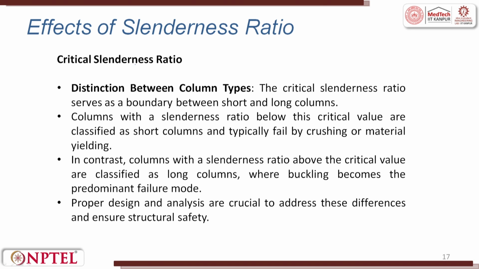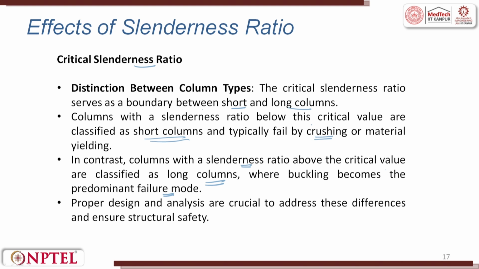What is the criticalness of the slenderness ratio? The distinction between the two column types. The critical slenderness ratio serves as a boundary between short and long columns. Columns with a slenderness ratio below this critical value are classified as short columns and typically fail by crushing, and in contrast, a column with a slenderness ratio above the critical value is classified as a long column, where buckling becomes the predominant failure. So, crushing or buckling, you have to decide.